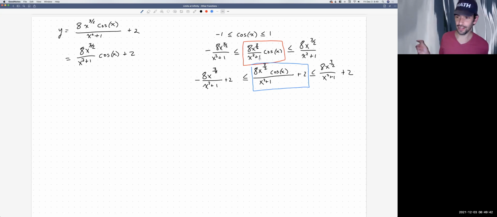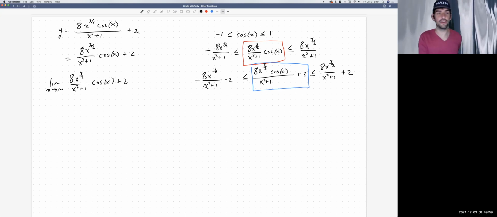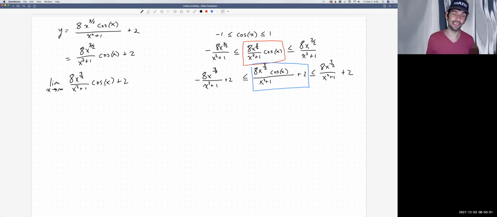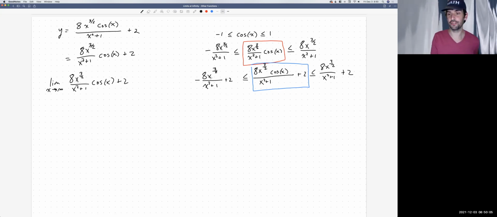This is a setup for the squeeze theorem, right? So I'm ultimately trying to see what this function does as x goes to infinity. All right, but I don't know how to deal with this cosine. It doesn't have a limit. So I have to do something a little more clever, which is what we're setting up here, the squeeze theorem.